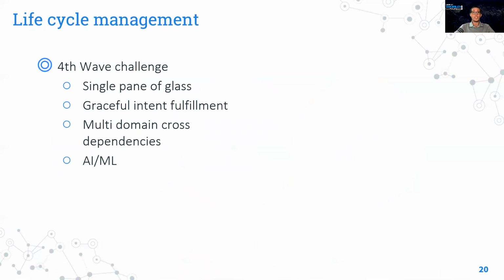And finally, we reach lifecycle management, which is the fourth wave challenge that we are going to have. We have this automation orchestrated across multiple silos, and then we have to take a holistic view from a single point. We want to fulfill the intent gracefully across all the domains, which is going to be based on AI and ML. And of course, this introduces the ability to come up with what-if scenarios across multiple domains, failures or changes. It is really the challenge that we're going to face in what is coming in the future.